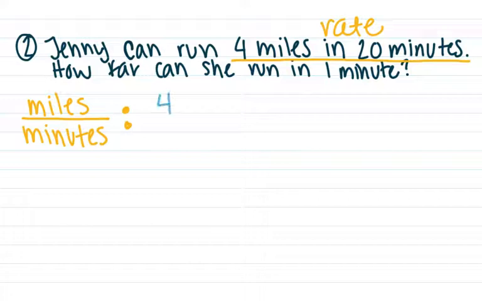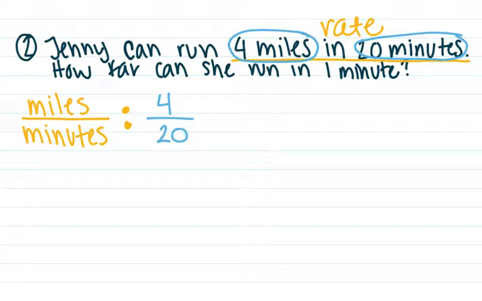I'm going to plug my numbers in. I have 4 miles, so again, make sure you're lining up that 4 with the miles on top. And then I have 20 minutes. Again, my minutes are on bottom, so make sure that that 20 is down there at the bottom.